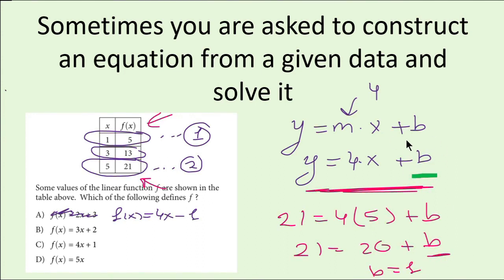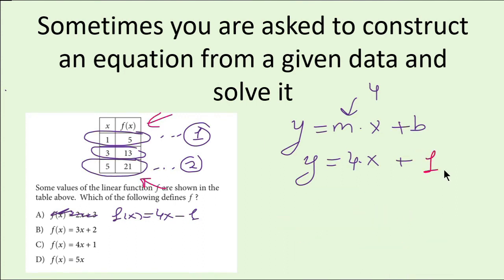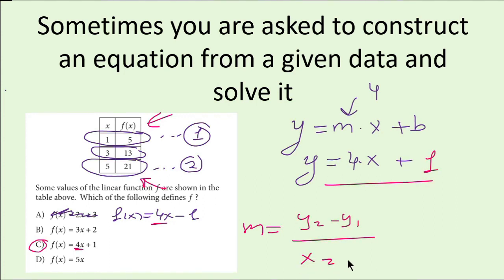And we can replace this b here by 1, right? So our equation is y is equal to 4 times x plus 1. C is the correct answer. So this is what you do when you stumble upon answers where two slopes are the same. But my advice to my students, and it's actually very important, is that you start from the slope. Find the slope using the equation m is equal to y2 minus y1 divided by x2 minus x1, and from here you will be able to determine the correct answer.